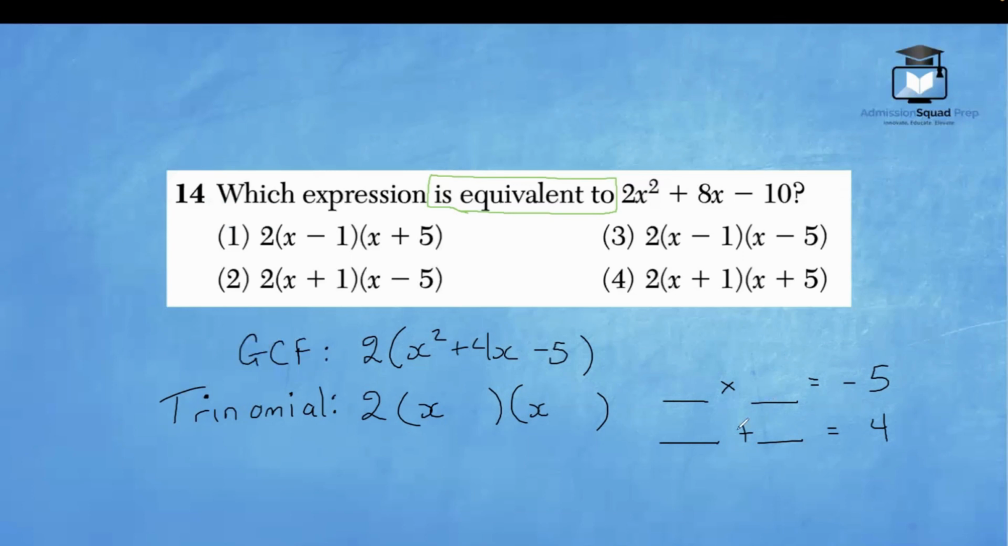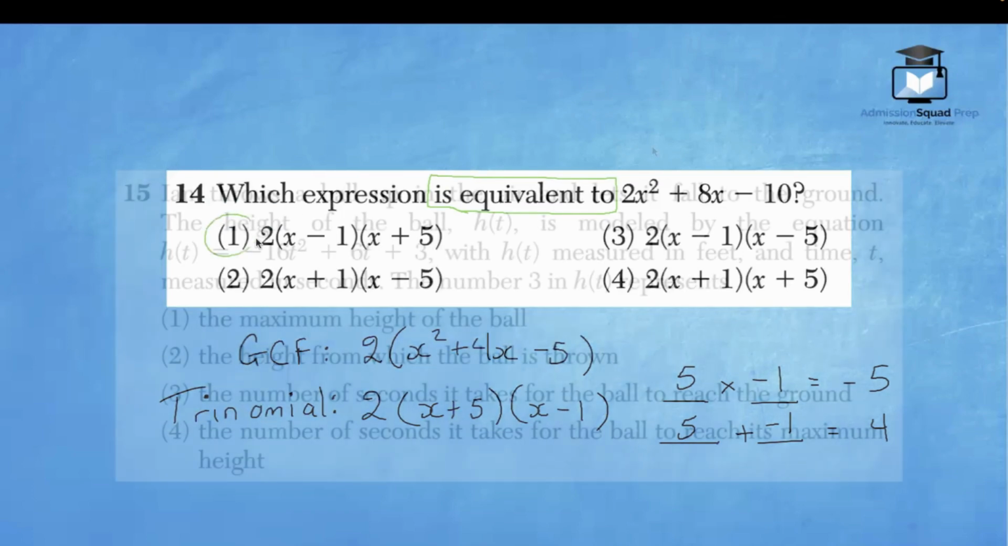I want to think about the sum as well. So if I want a +4, it would make sense to have a +5 and -1. +5 times -1 is -5, and +5 plus -1 is +4. So we have x plus 5 and we have x minus 1. This is how we would factor the trinomial. So the correct answer here is going to be answer choice 1.